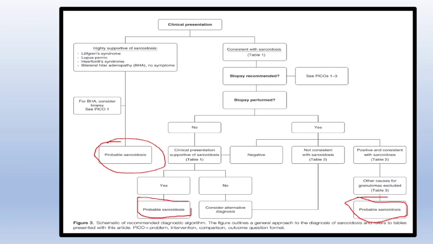However, there are a few classical presentations, as we mentioned, Lofgren, lupus pernio, Heerfordt syndrome, where we may be suggestive of a highly probable diagnosis, and if you do not have any other site where you can biopsy, you can go ahead and consider this as a diagnosis and keep the patient on follow-up. We'll talk about this in the questions that were proposed by the committee.